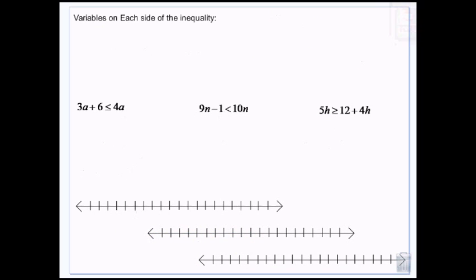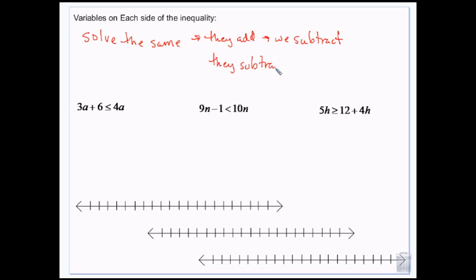Variables on each side, that's fine. We're still going to add or subtract. I just put solve the same. Okay, if they add, we subtract. If they subtract, we add. We're contrary that way.